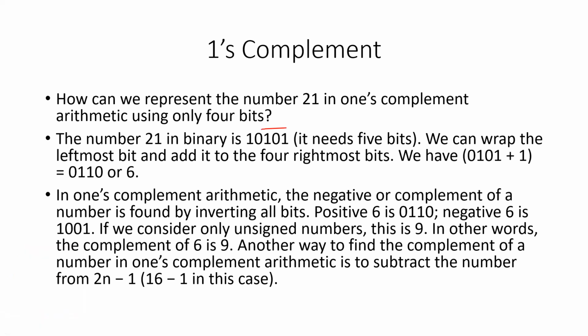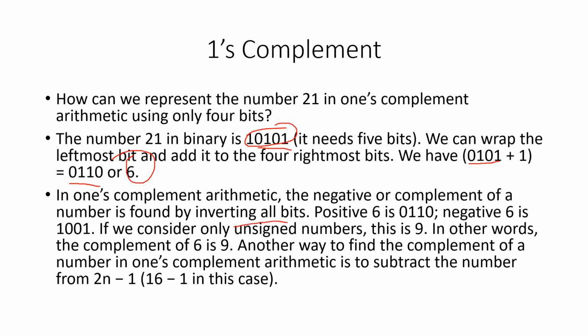In binary, it is 10101. So it needs 5 bits, but we have to convert this to 4 bits. If we are using one's complement arithmetic, we have to wrap the number. So we will write the last 4 bits, the least significant 4 bits, 0101, and then we will add the most significant bit to this data. So plus 1 we will do. So we'll get 0110 or 6. So this 6 will be sent as a checksum. In one's complement arithmetic, the negative or complement of a number is found by inverting the bits.